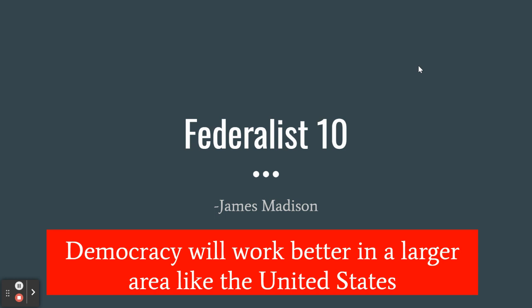This particular Federalist paper is written by James Madison, and the overall thesis, or one of the main points of the document, is that a democracy, like the type of government the United States was trying to implement in the Constitution, would work much better in a larger geographic area like the United States.